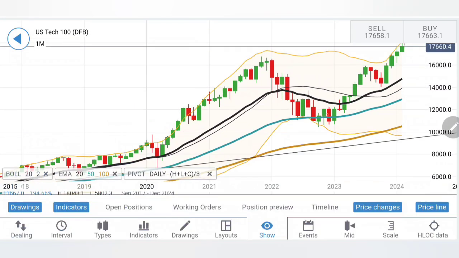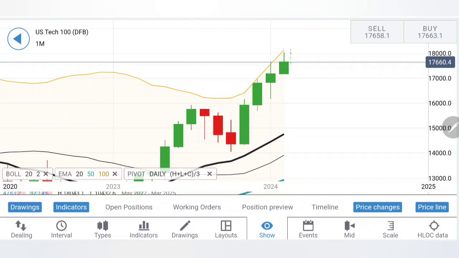In this analysis, first we look into charts and indicators, and towards the end I will give you the trading strategy and levels to watch.